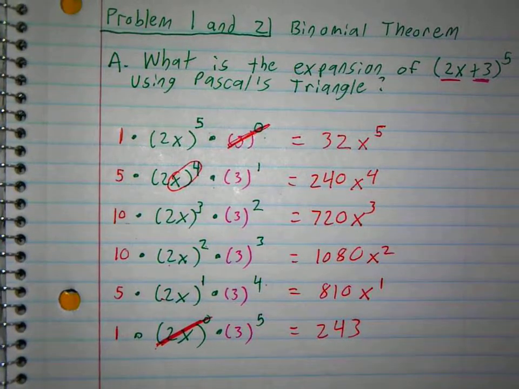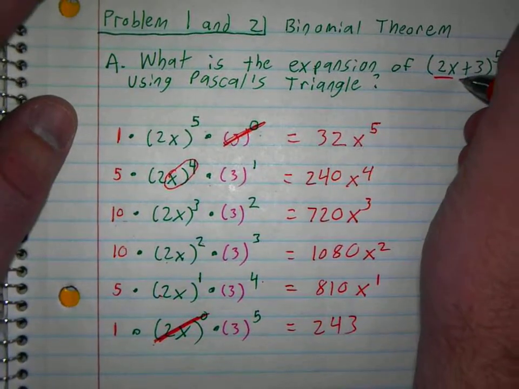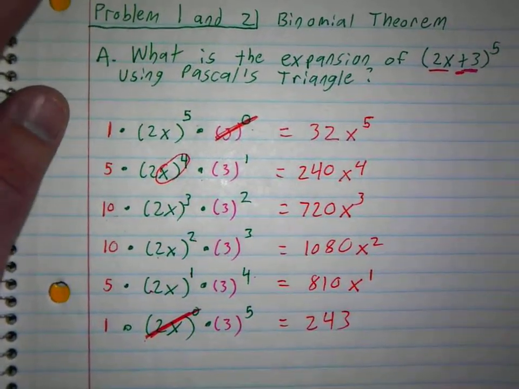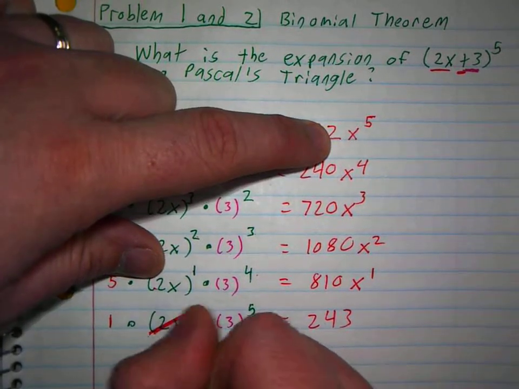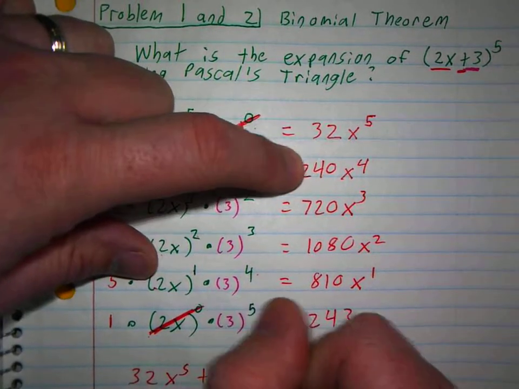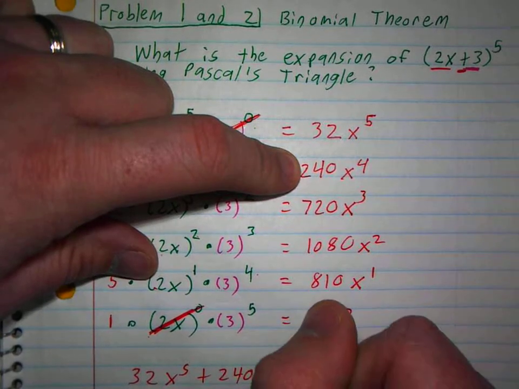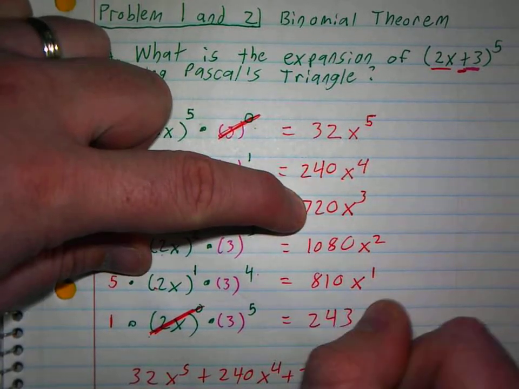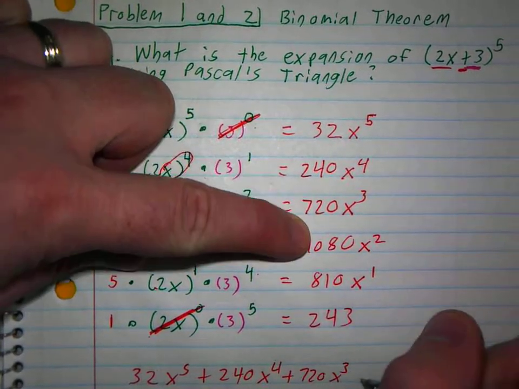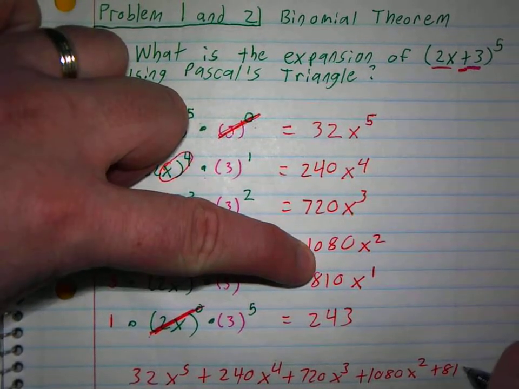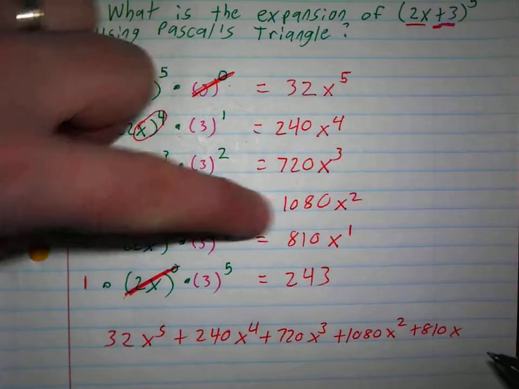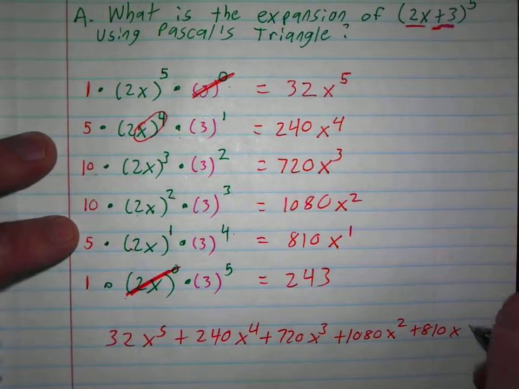Now from there, your answer depends on this sign, okay? Our sign's a plus sign. So your answer is just going to be, and you need to actually write this down, 32x to the 5th plus 240x to the 4th plus 720x to the 3rd plus 1080x squared plus 810x plus 243.